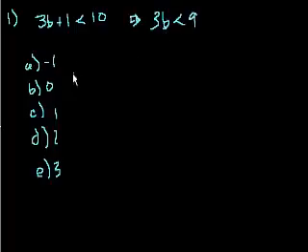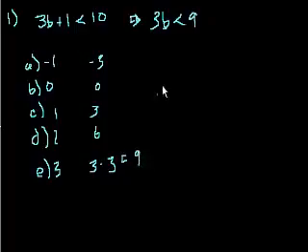Let me write that. 3 times negative 1 is negative 3. 3 times 0 is 0. 3 times 1 is 3. 3 times 2 is 6. These are all less than 9, right? I just substituted each of these for b. But 3 times 3 is actually equal to 9, which is not less than 9. So our choice is E.